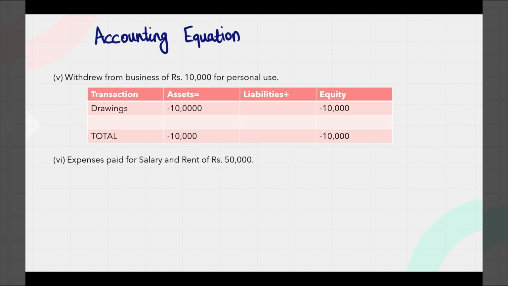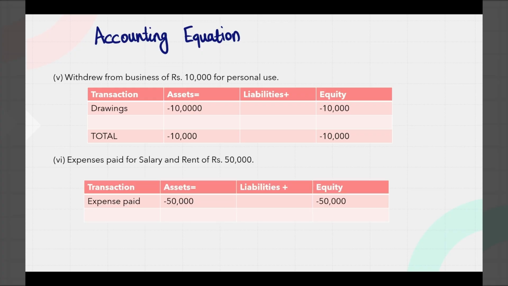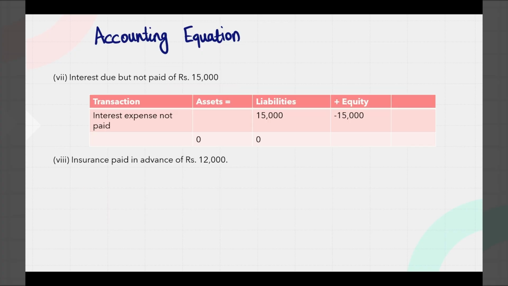Expense paid for salary and rent. So any expense which is being paid, the expense account will be a reduction in the equity. So as you can see, when you say expense is being paid, that means cash or bank is being used. So once again, an asset balance will reduce. So minus 50,000. Whereas on the other side, it is equity. Any expense is a reduction against equity. So once again, it is minus 50,000 under the equity column. Once again, you can see that the equation tallies.